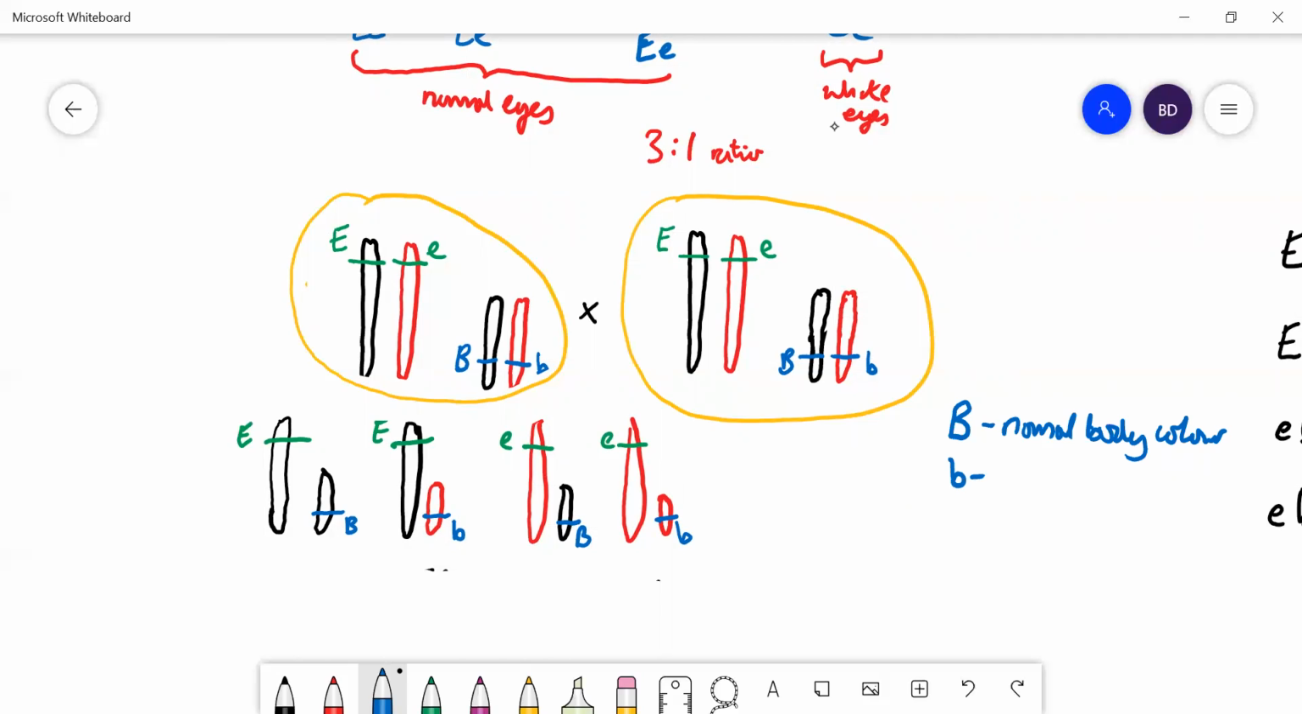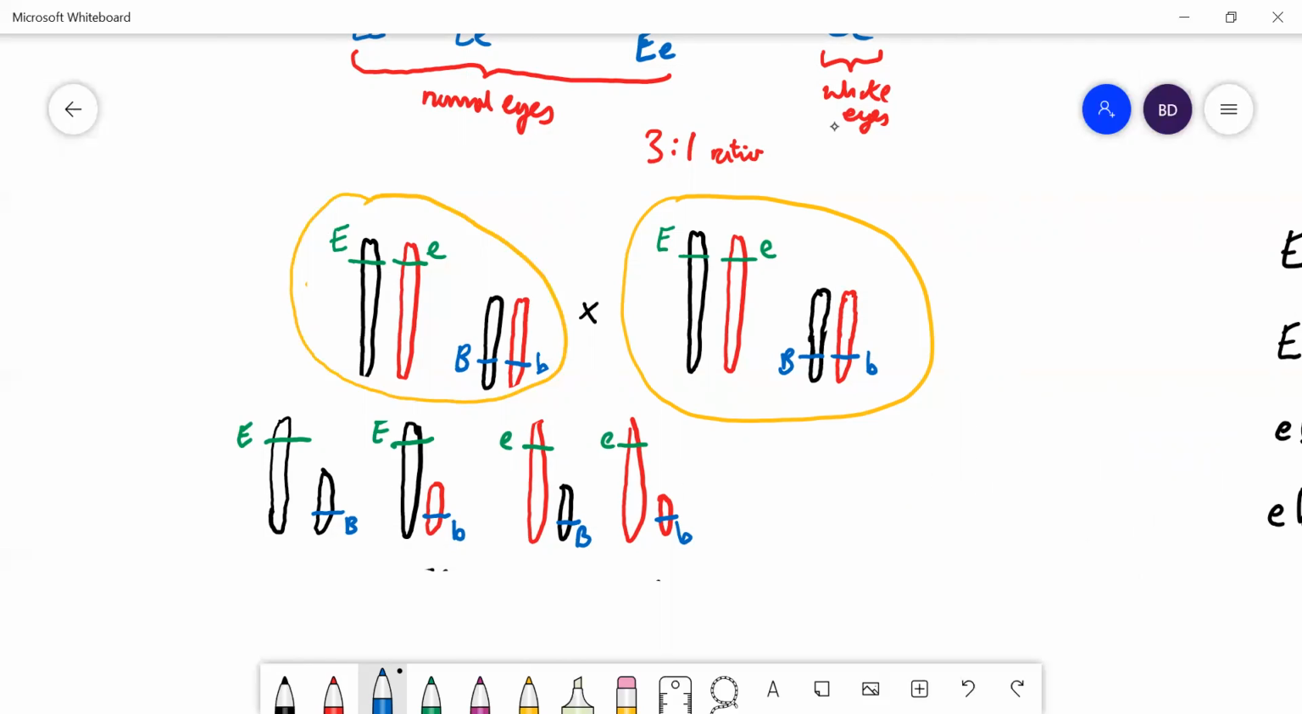The mutated gene gives the fly a black body color. And the black body color is recessive, so you need a double dose of the mutated gene in order to get the black body color. Okay, so here are the two individuals.